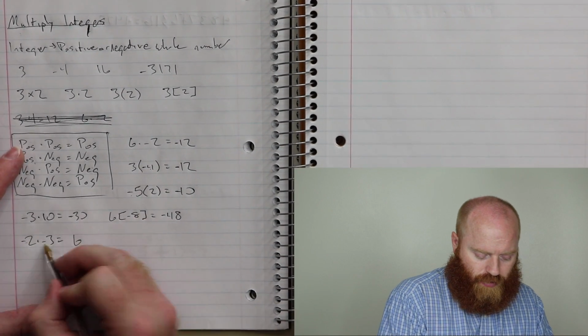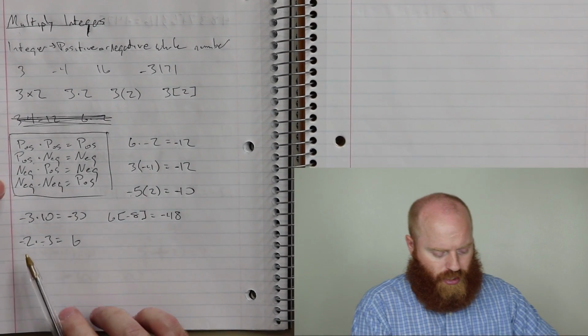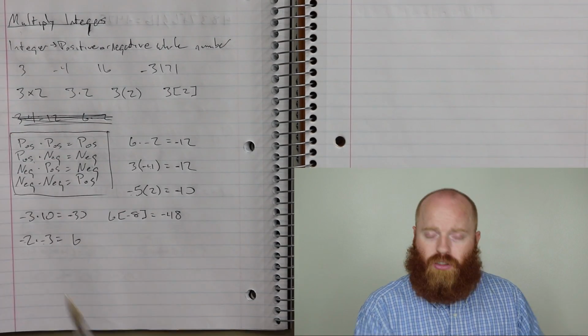2 times 3 is 6. Negative times a negative is positive. The answer is positive 6.